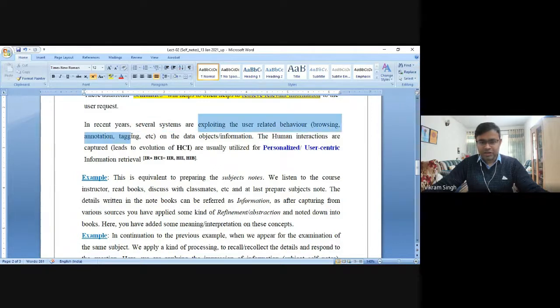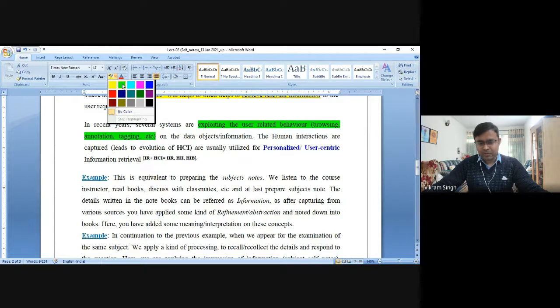So here it is written that systems are observing or exploiting user-related behaviors: browsing, annotation, tagging. There might be additional things also. I have just pointed out a few, on the data object, or maybe on the information. It could be on both places, right? So these human interactions are captured, each and every interaction with information is captured.